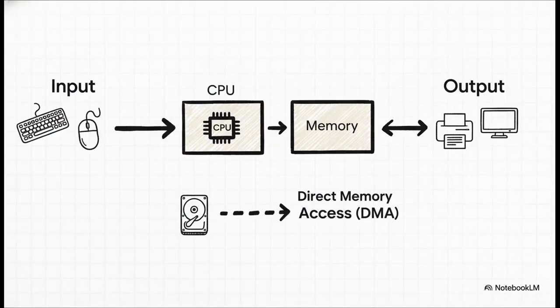And finally, the whole system has to talk to the rest of us, right? To the outside world. That's where input and output, or I/O, comes in. This is everything from your keyboard and mouse to your monitor and speakers. And to keep things running fast, the system uses clever tricks like direct memory access, or DMA, which lets your hard drive send data straight to memory without ever having to bother the super busy CPU. It is all about efficiency.